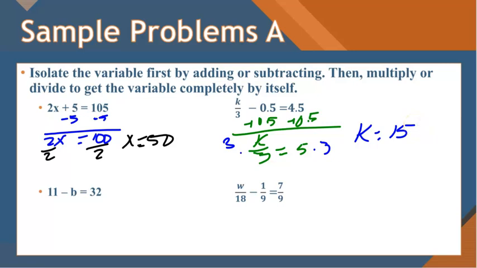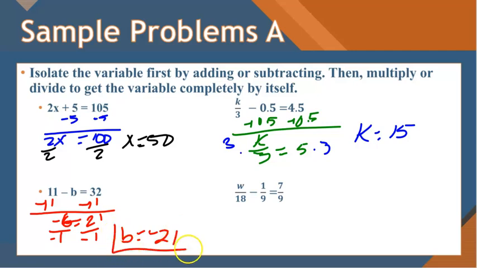Next, here I have 11 minus b equals 32, so I'm going to subtract 11, because that's the opposite of adding 11, and I have negative b equaling 21. And then to get b by itself, I divide by negative 1. B is going to equal negative 21.